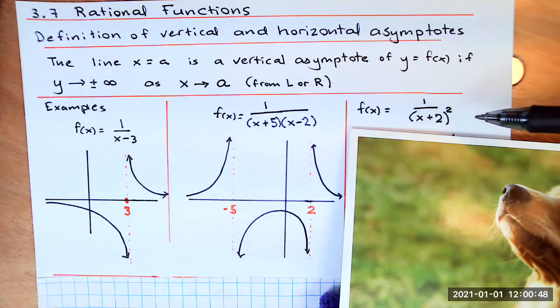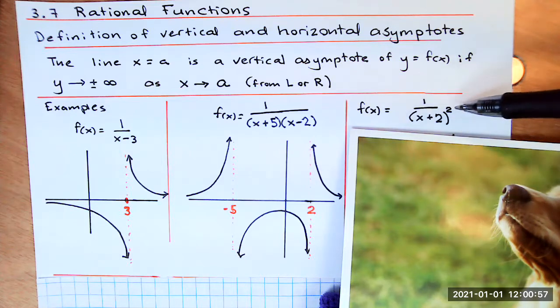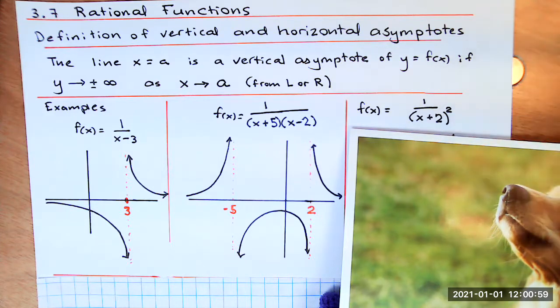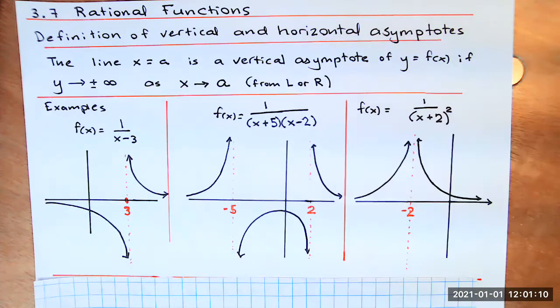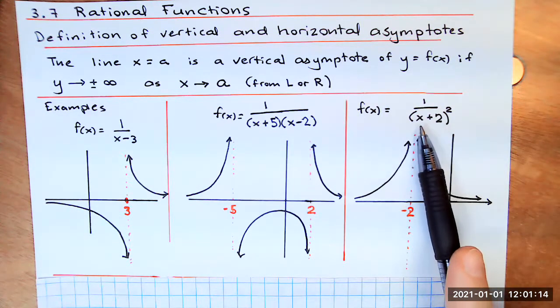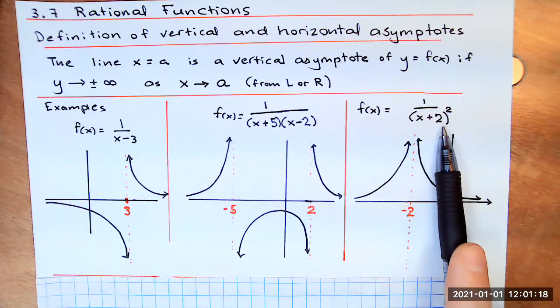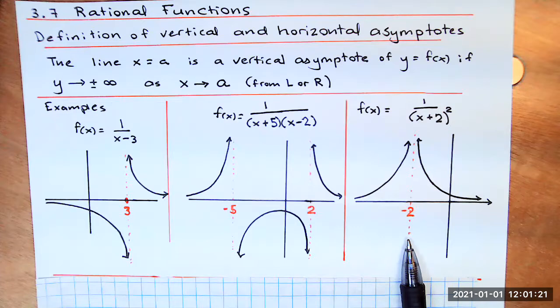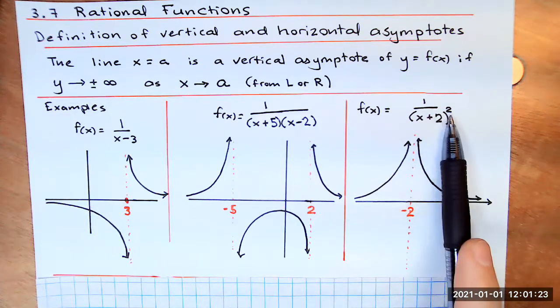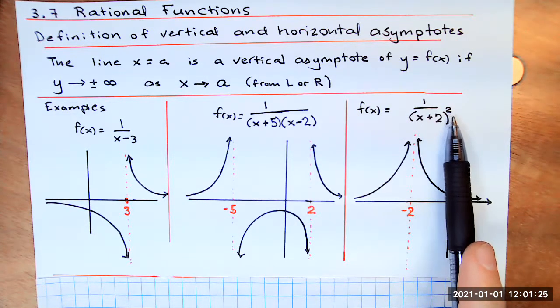All right, f of x equals 1 over x plus 2 squared. Do you think this function will have a vertical asymptote? And what do you think the squared will do to the graph? So take a moment and ponder that. If you guessed that f would have a vertical asymptote when x is equal to negative 2, you would be correct. And what does the squared do to the graph?